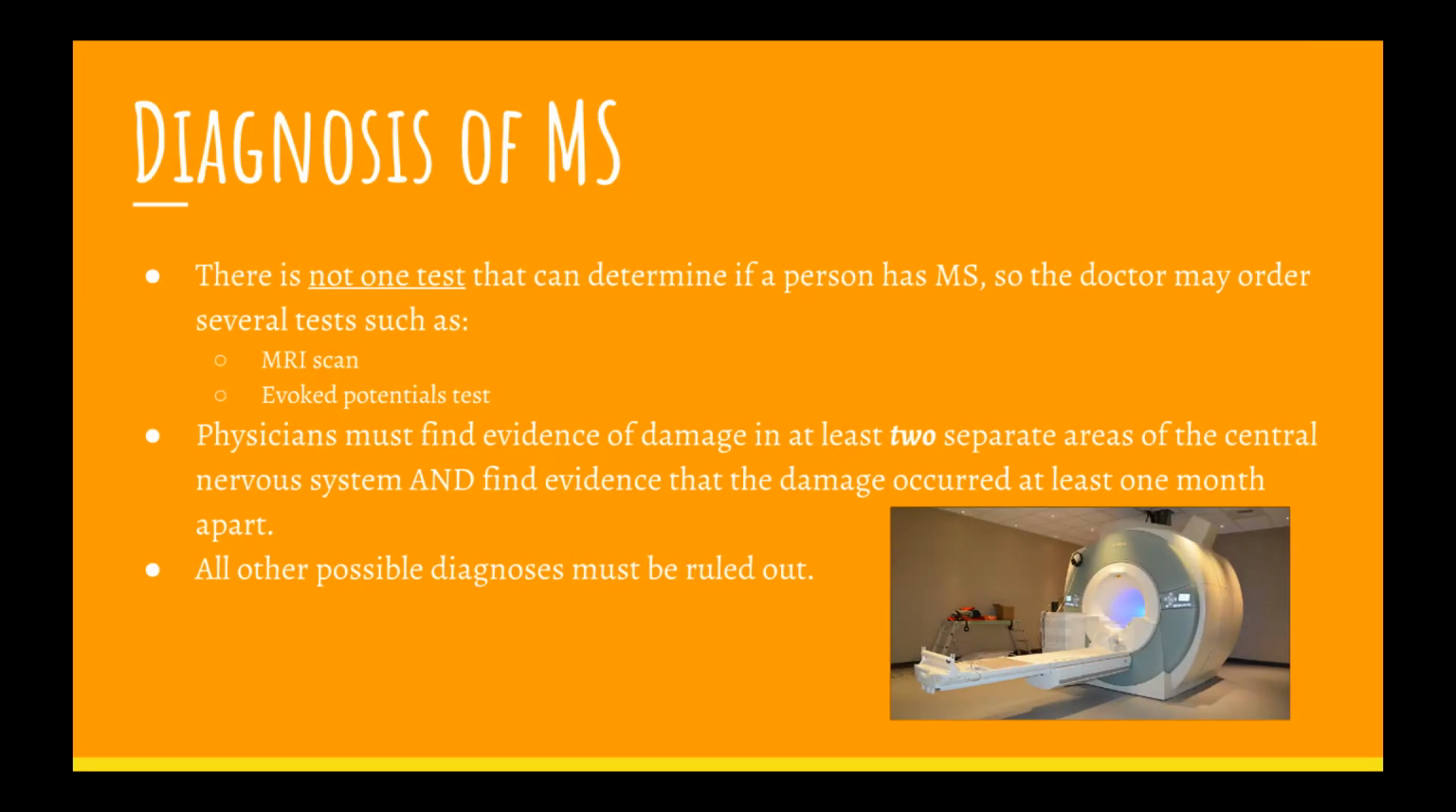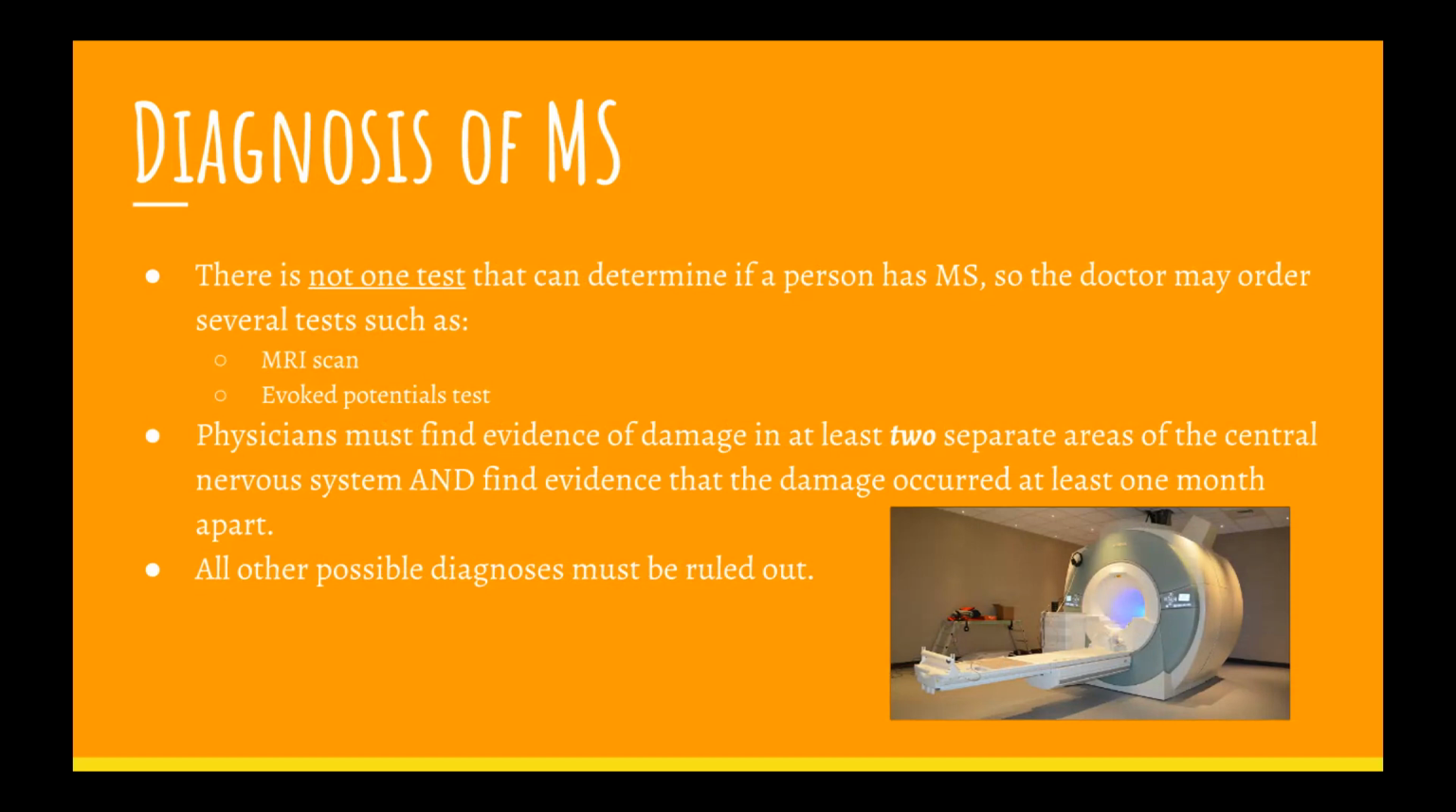Diagnosis of MS. When people begin to experience what could be early signs of MS, such as vision or balance problems, doctors will take a careful history and do a complete physical exam. Since there is no one test that can determine if a person has MS, the doctor may order several tests such as a brain MRI, which lets a doctor check for evidence of scars in the brain and spinal cord.